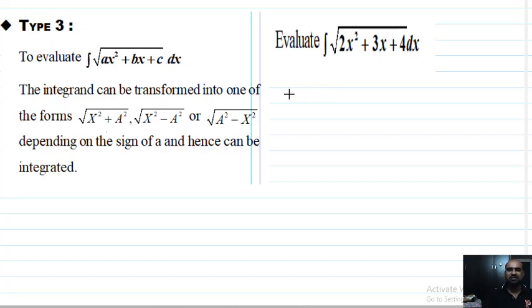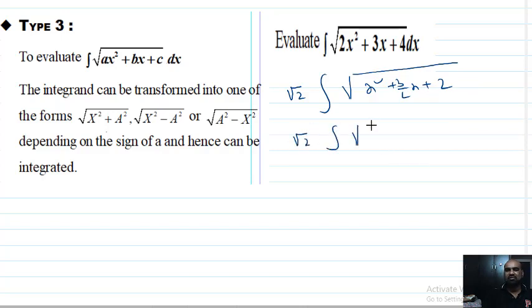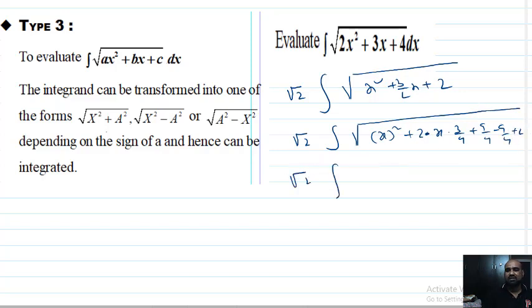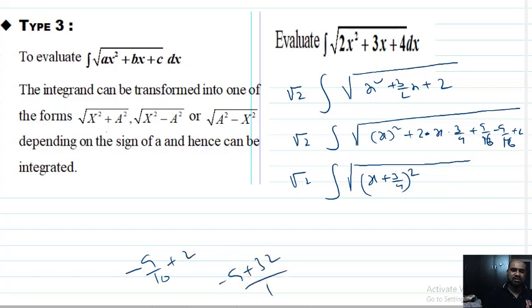Okay, students, what can I write? Root 2 integral of root over x square plus 3 by 2 x plus 2, I can write. Or root 2 into integral of root over x whole square plus 2 into x into 3 by 4 plus 9 by 4 minus 9 by 4 plus 2. So that is root 2 integral of root over (x plus 3 by 4) whole square. I think here 16 should be: minus 9 by 16 plus 2, minus 9 plus 32 by 16, that is 23 by 16.